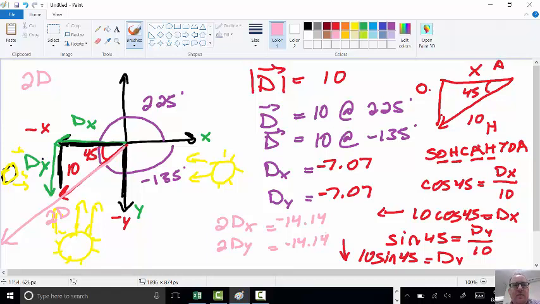So when you multiply by 2d, x and y also get that treatment, and it would be 2dx and 2dy. Same is true if you wanted to multiply by a half. If you multiplied d by a half, it would now become 5. And dx and dy would be 7.07 divided by 2. And it would, of course, be still negative because it's still heading in the negative x and the negative y.